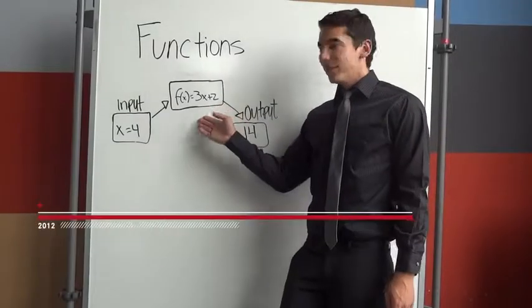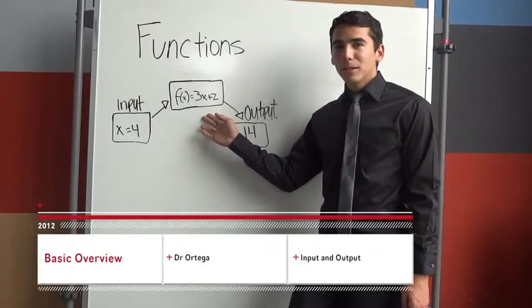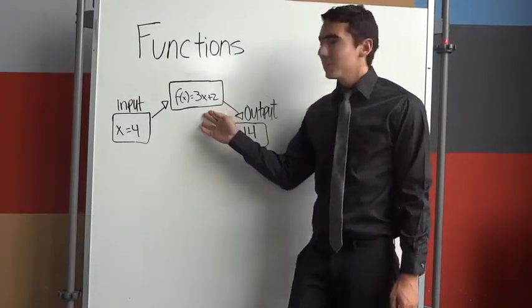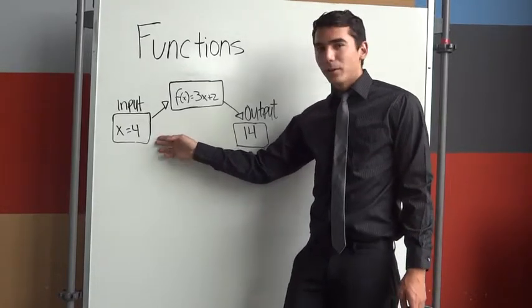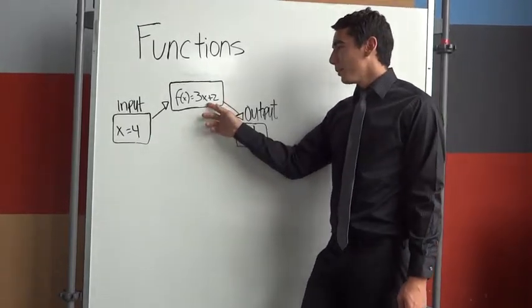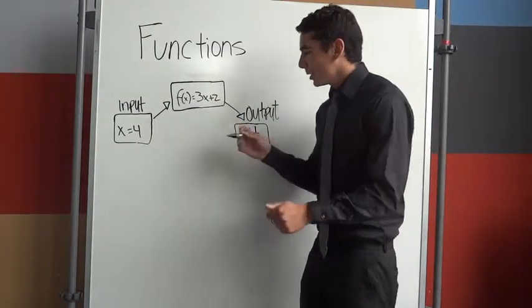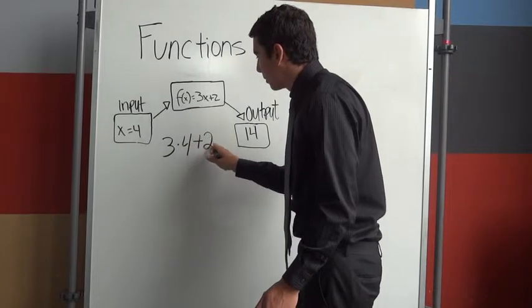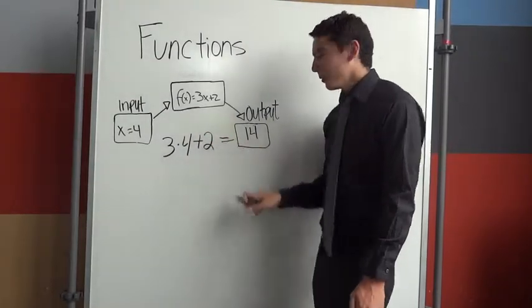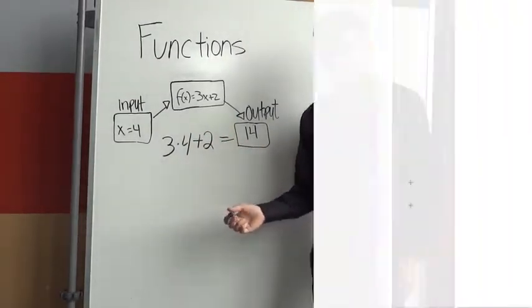Alright, here we have an example of a basic function. Basically what you do for this function is you plug in the input, which in this equation is 4, into the variable, and you get your output. So basically what you would get is which equals 14, and that is the answer to your function.